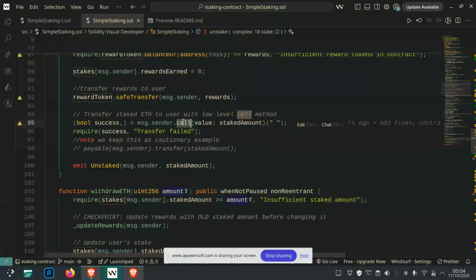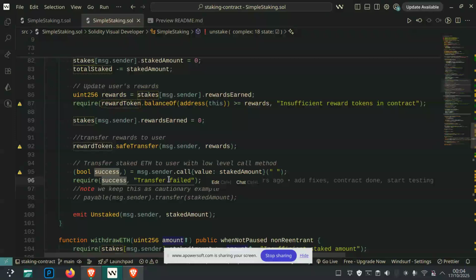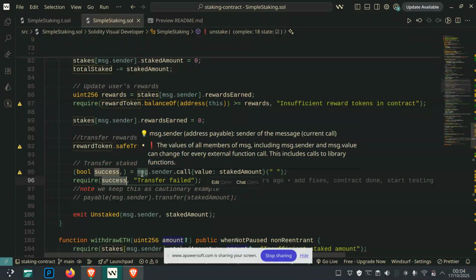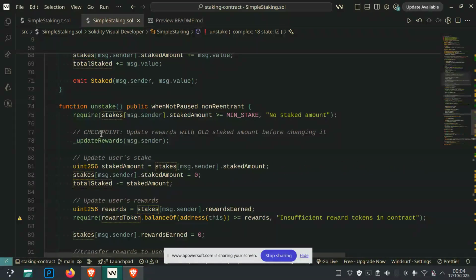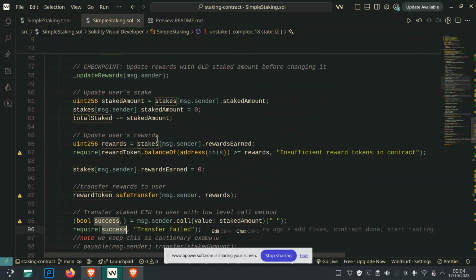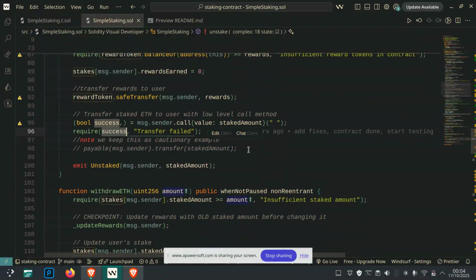This is the low level call method. We are using this. It has a bit of weird syntax if you are not used to it. Basically, it returns a couple of values. One of them is whether it was successful or not, and we have to check that, because it might not be successful, and that will be bad for us, because if it's not successful, the user will not receive their ether, but our function will just continue, and basically the user will lose their money.